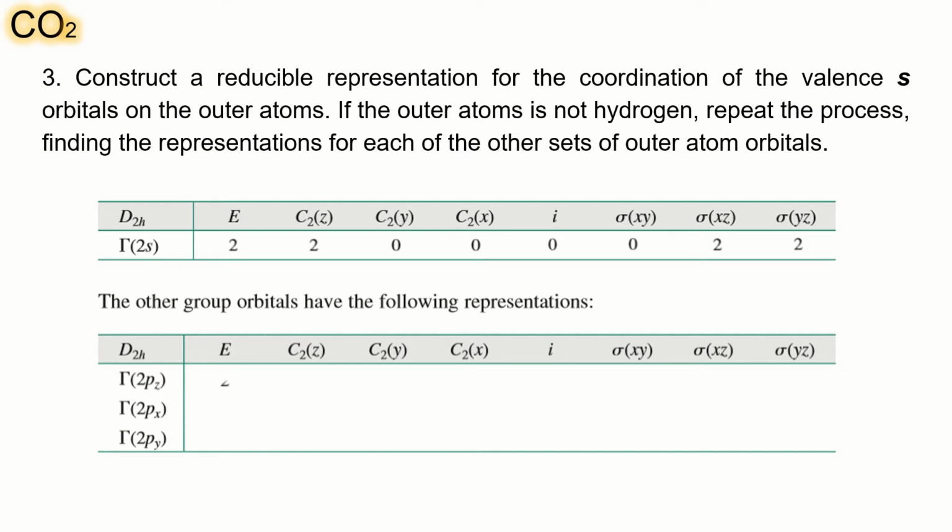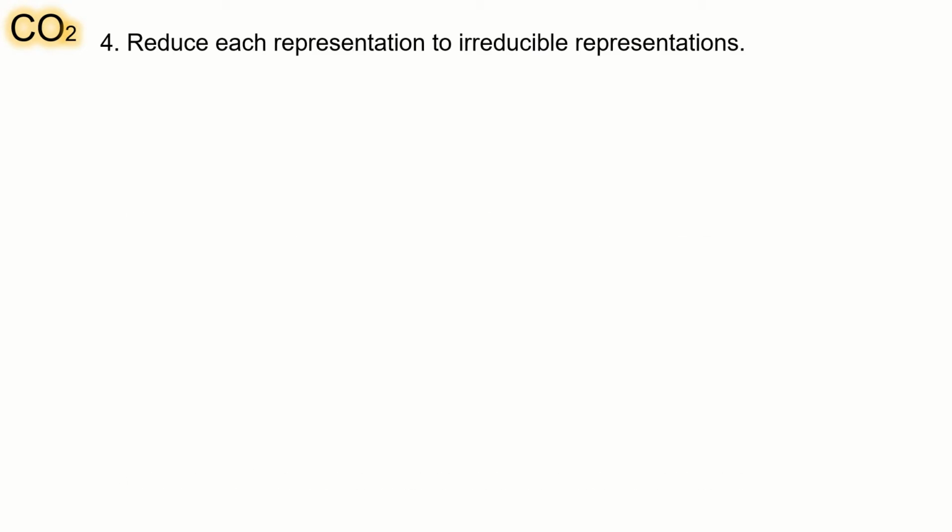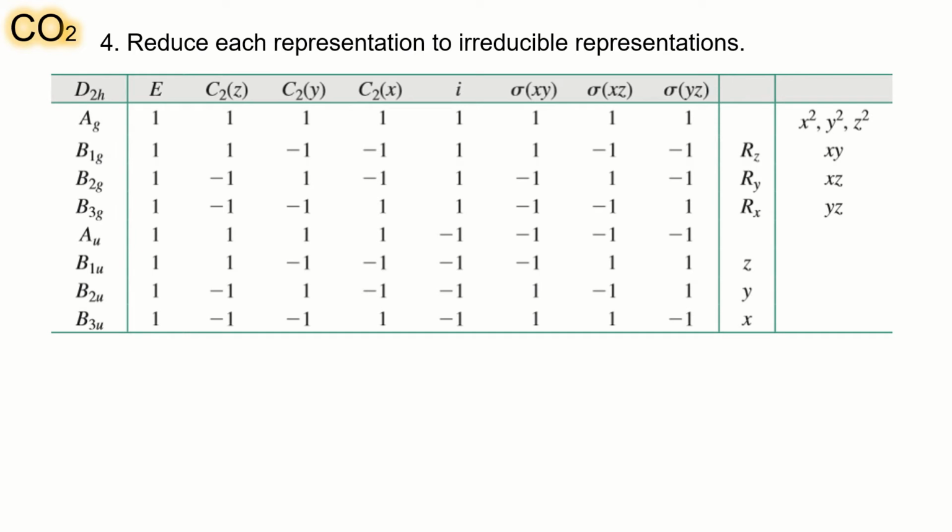These are our representations. If you notice, we get a negative 2 for C2(z). This means that the C2(z) rotation gets their orbitals flipped. We also obtain a negative 2 for sigmas, and when the sigmas obtain negative 2, that means that they are their inverse reflection. The fourth step is to reduce each representation from step 3 to irreducible representations. This will give the symmetry of the group orbitals.